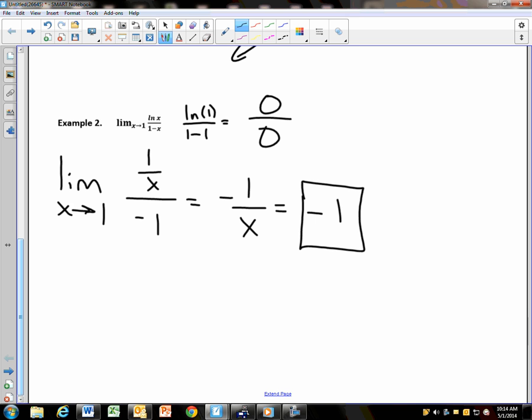Can you use L'Hopital's rule all the time? No. Only in very special situations, but it is pretty handy, isn't it?